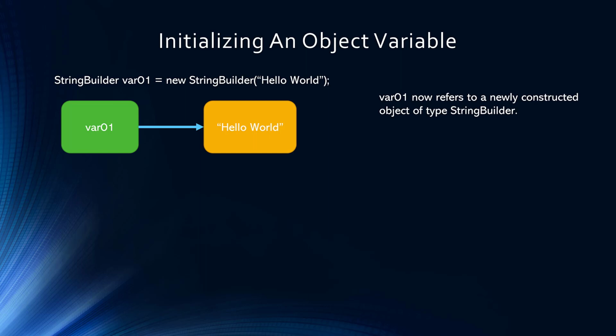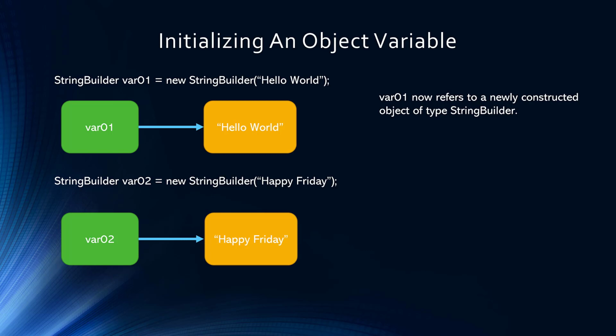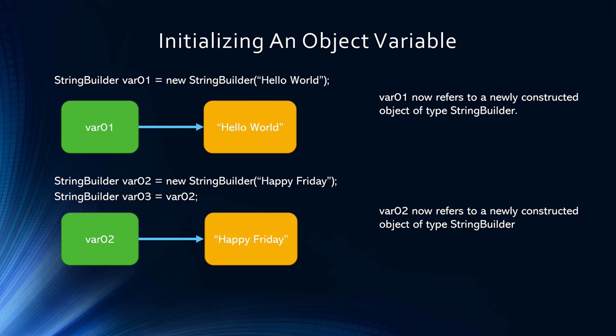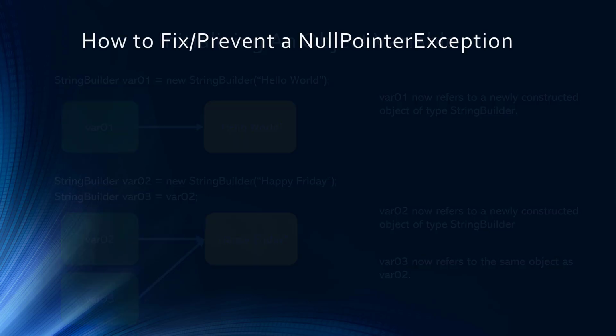We can create another StringBuilder object variable, var02, and set it equal to an object of type StringBuilder that we initialize with the message "Happy Friday." Notice that var01 and var02 are completely different object variables pointing to two different objects. If we define a new object variable, var03, we can set it equal to var02 so that now var02 and var03 both reference the same object.